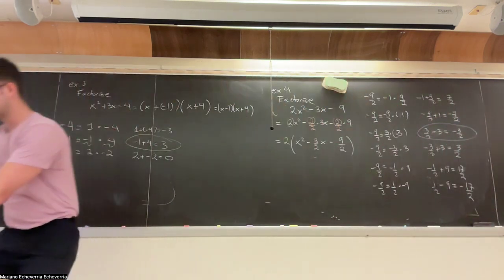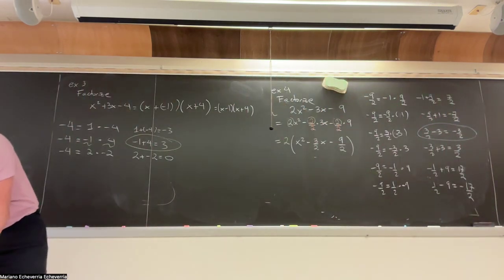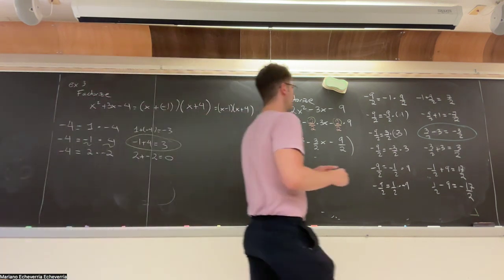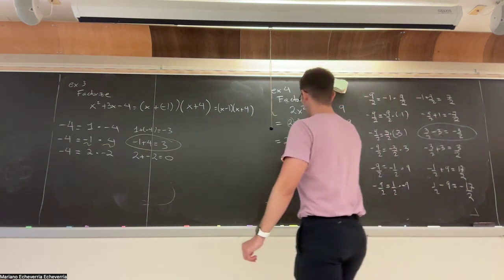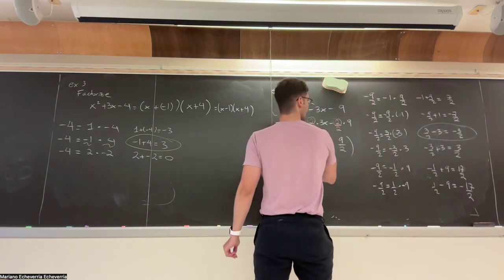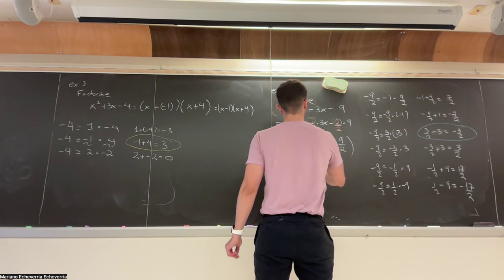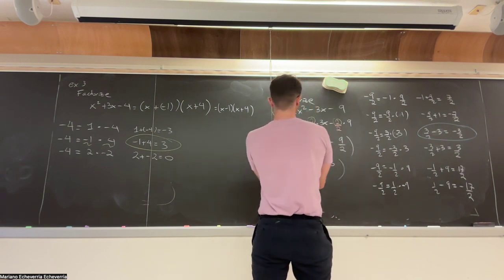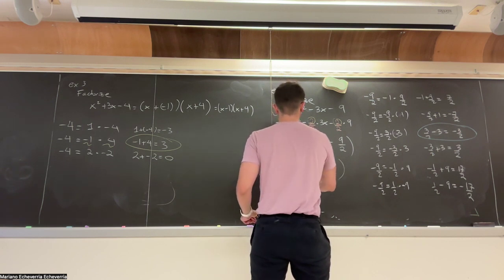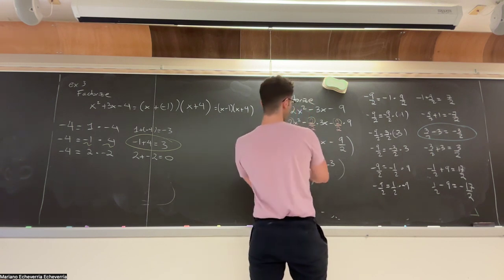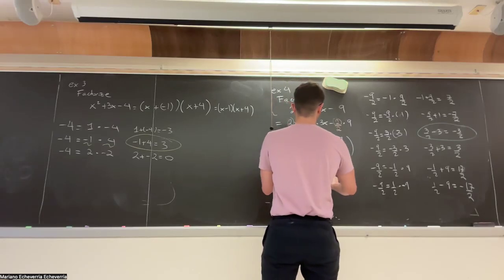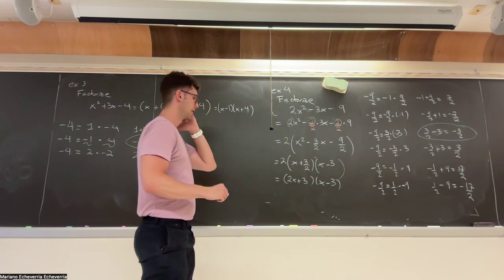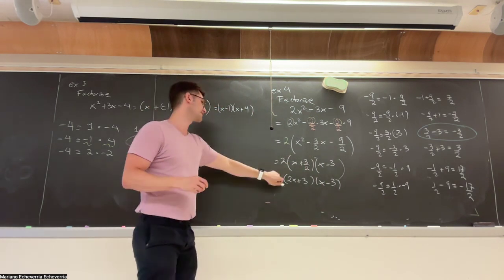Because it's a little bit with fractions, you just have to double check a bit more carefully. But 3 halves and -3 are the ones that work. And we get 2 times (x plus 3 halves) times (x minus 3). Then you can multiply the 2 back in, and you get 2x plus 3. But you can multiply only one of the factors, not both. So this is fine.